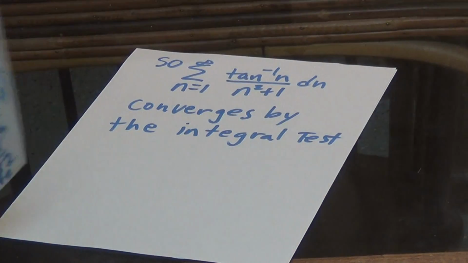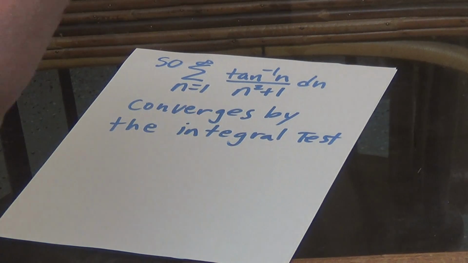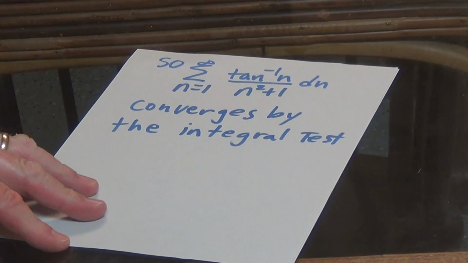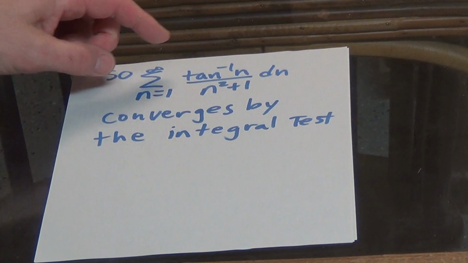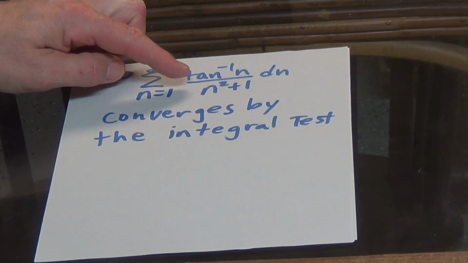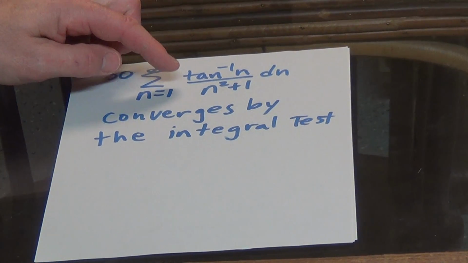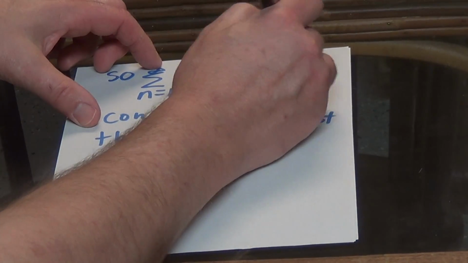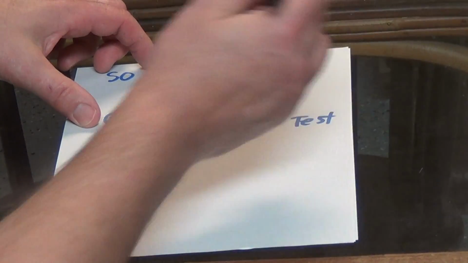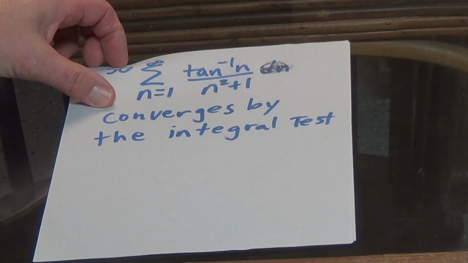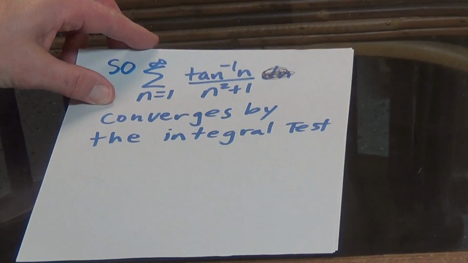Don't really care what it is. It is finite. So we can conclude that the original series, sum of arctangent n over n squared plus 1, and there should not be a dn there, my apologies. No dn on these, dn's only on an integral, converges by the integral test.